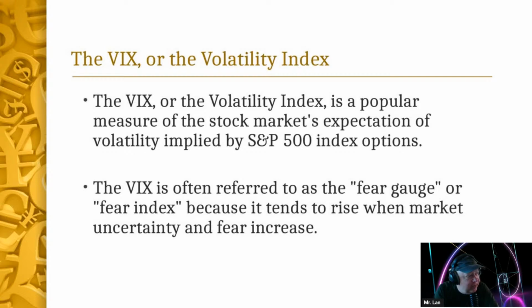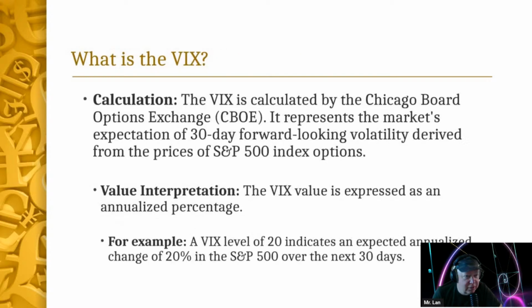All right, here we go. The VIX, or the Volatility Index, is a popular measure of the stock market's expectations of volatility implied by S&P 500 index options. That's my PowerPoint voice. The VIX is often referred to as the fear gauge or fear index because it tends to rise when the market's uncertainty and fear increases. All right, the fear index. That's why we call it the fear index, the VIX.